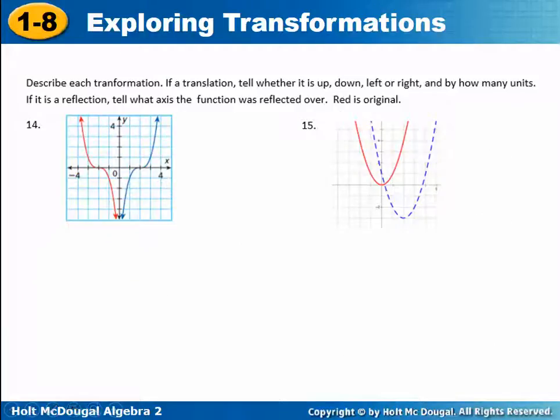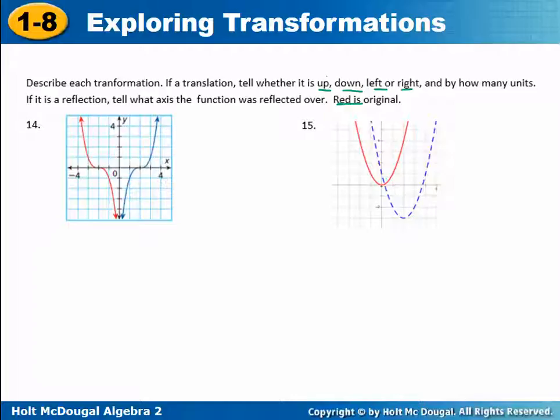There's a couple at the end of your worksheet where you just have to say whether these are translations or reflections. If it's a translation, you have to say is it up, down, left, or right, and by how much? It can be more than one thing. Maybe, red is the original. So the red is the original. It looks like it went down to get to the blue.